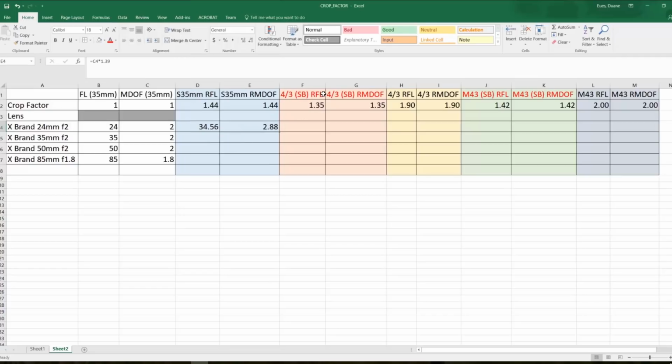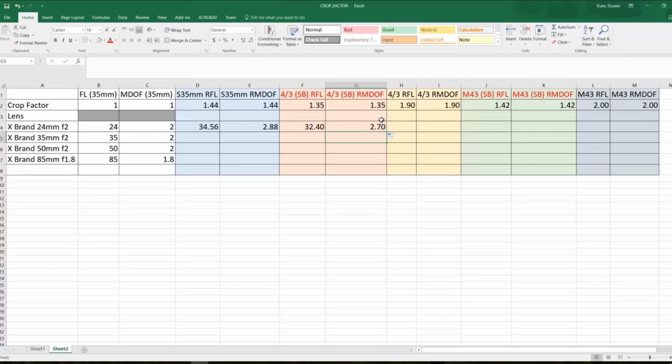Okay, we're going to go with the Blackmagic Pocket 4/3 with the speed booster relative focal length, okay? So again, it's going to equal, and we're going to choose the cell with the focal length in full frame 35 millimeter. We'll multiply it by the crop factor. And again, for this, we want to punch in 1.35 instead of use the cell, and we get 32.4. We pull that over, and now we also get the relative minimum depth of field.